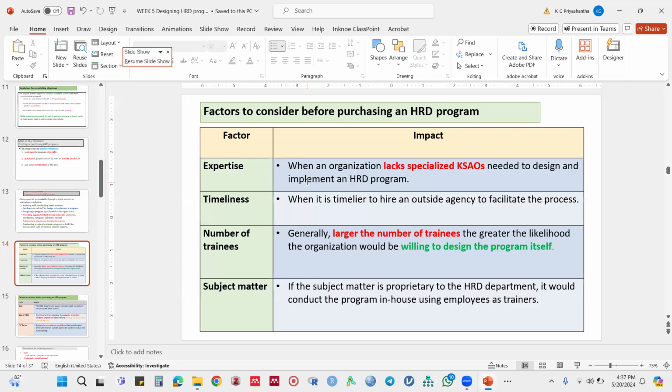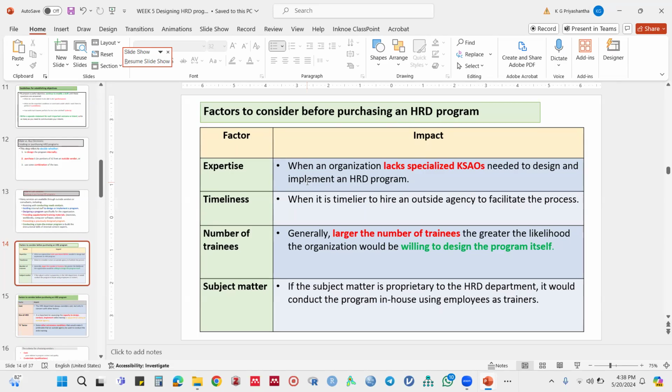Number of trainees. Generally, the larger the number of trainees, the greater the likelihood that the organization would be willing to design the program itself, right? If you have a larger number of participants for the HRD program, obviously you have to pay much more money, because outside vendors normally charge on a per head basis. If you have 1,000 employees to train, suppose 200,000 is the charge for an employee. Then 1,000 multiplied by 200,000 is a huge cost to be spent by the company. In that case, the best thing the company can do is develop its own HRD program rather than purchasing an HRD program from an outside vendor.